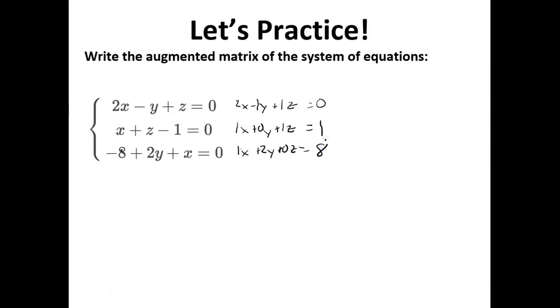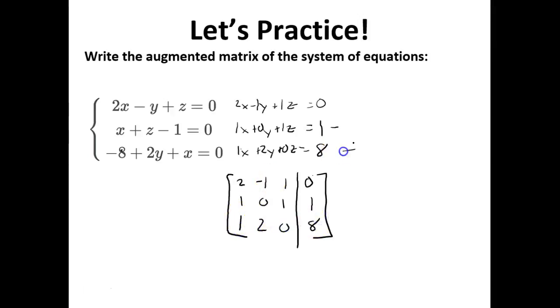Notice how all the x's are in a row, all the y's and all the z's, and the constants are all in a row. So then when we take this and put it into augmented matrix form, we just look at the coefficients, -2, -1, 1. The line that we put down there usually represents the equals, and 0. And then we have 1, 0, 1 equals 1. That's the second one. And then the third one is 1, 2, 0, 8. So that's the augmented matrix.